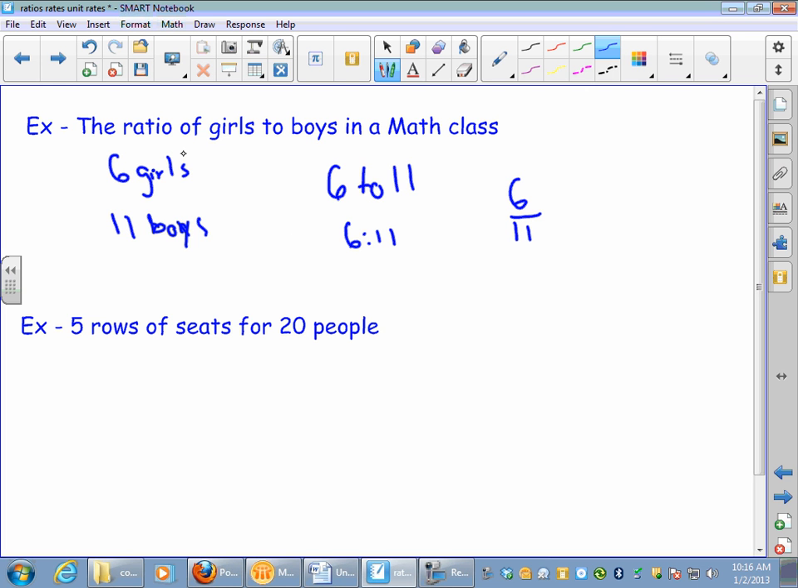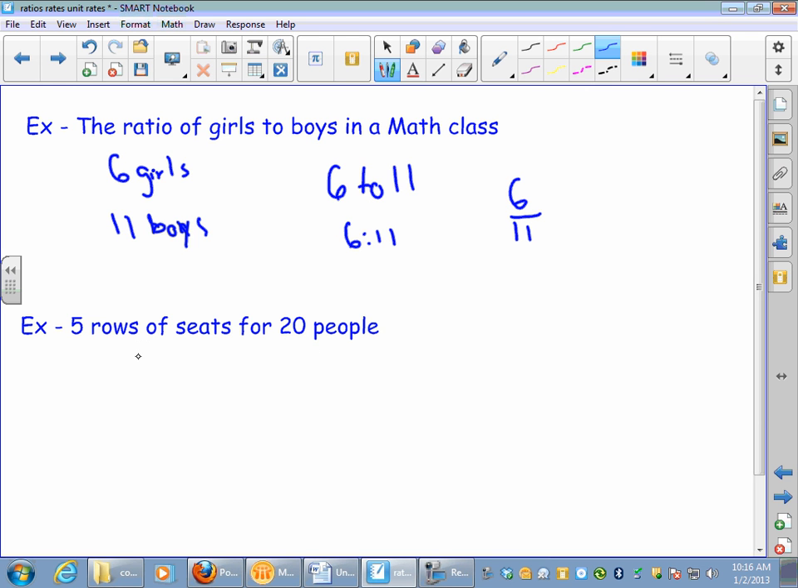The important thing is when you're doing these, you make sure you have your units in the right order. So the girls, they wanted first, so that number has to come first. The boys, they wanted second, that number has to come second. So just be careful with both ratios and rates that you're putting your units in the right spot.